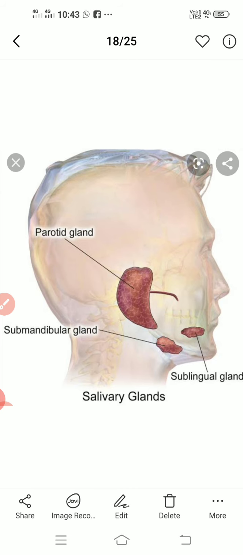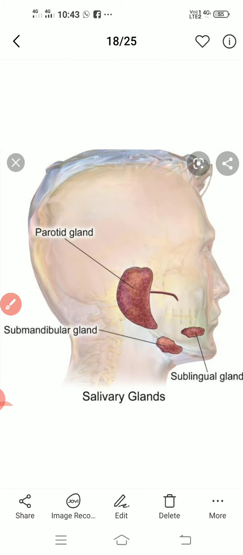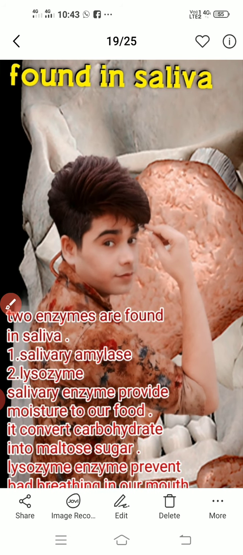Here you can see it is parotid gland, it is sublingual gland, and it is submandibular gland. Submandibular gland is also known as submaxillary gland. So this is the location of the different glands.